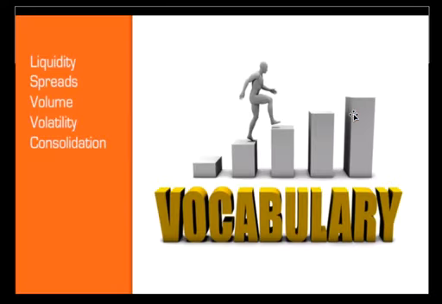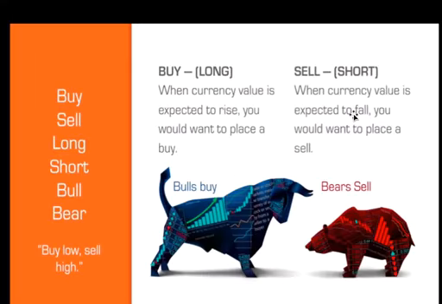Now, remember, in our previous video, we discussed liquidity, spread, volume, volatility, and consolidation. We're going to also throw a little bit of light on that. If you haven't watched that video, I would suggest you go back and watch it. If you have watched it and you've forgotten it, we're going to throw a little bit of light on liquidity, spread, volume, volatility, and consolidation. All right, let's move on. Now, you're also going to hear things like buy, sell, long, short, bull, bear.